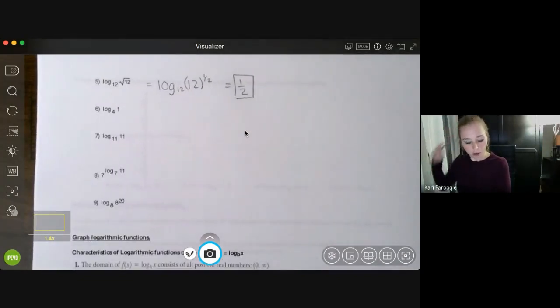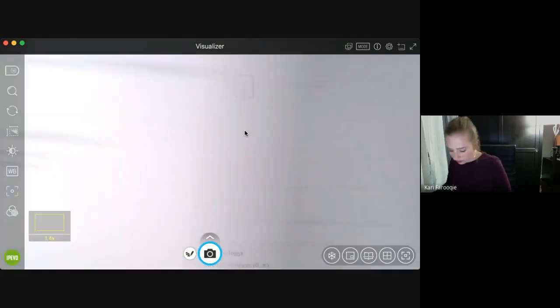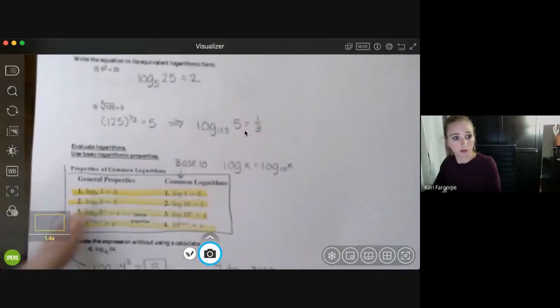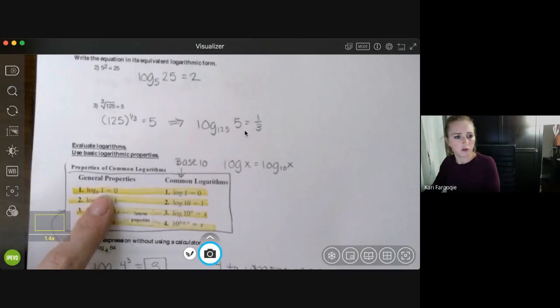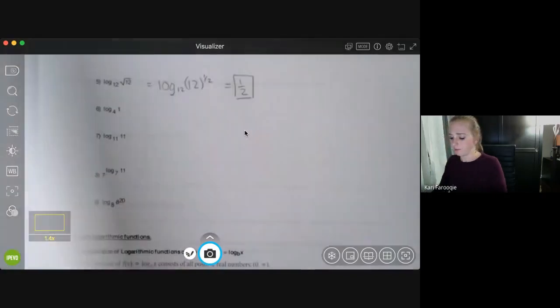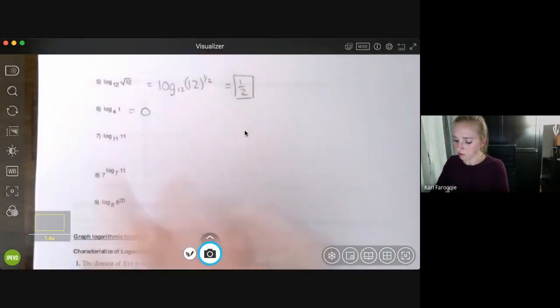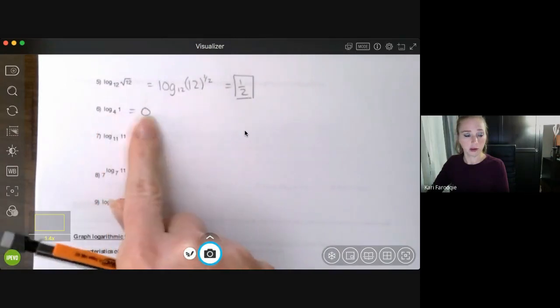Log base 4 of 1. This gets you to general property number 1. Log base b of 1 is 0. That's because 4 to the 0 power equals 1.